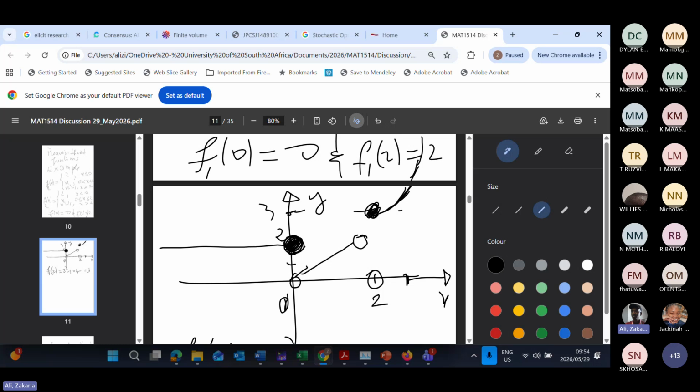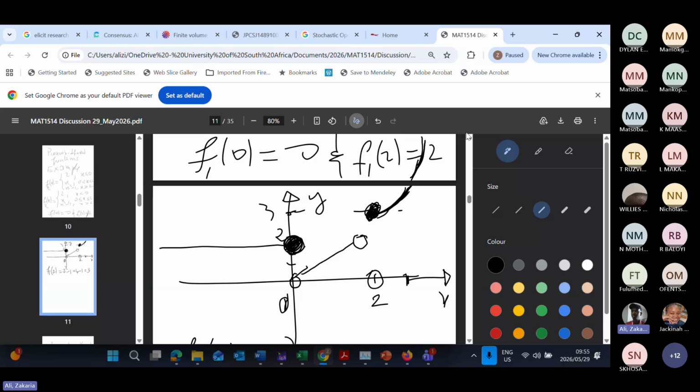Because it touches the value 3, this is the F1. That's why we call it a piecewise defined function. It's defined on some part of the domain only. Great. Any question about that? Then as homework, you can sketch F2.